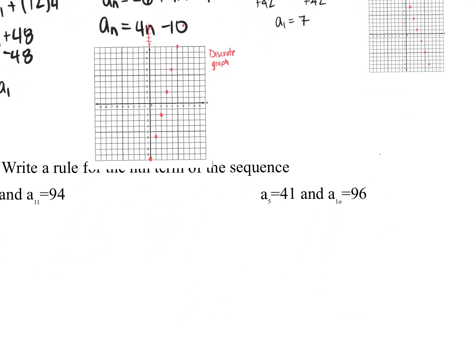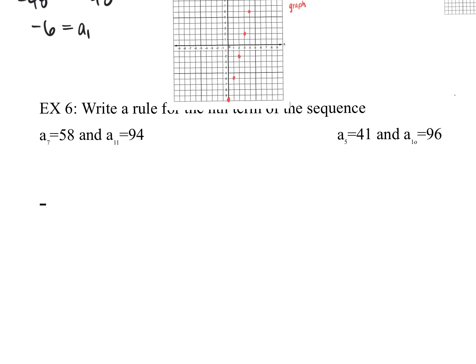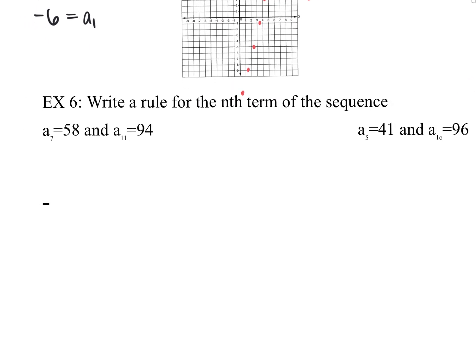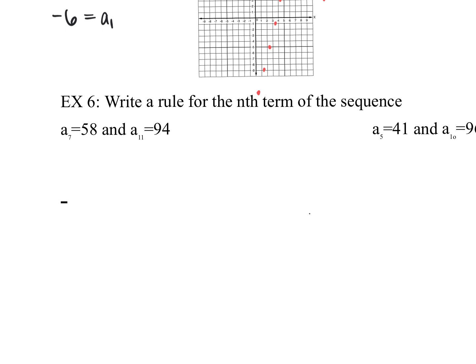Now what if all we know is 2 of the terms? Write the rule for the nth term of the sequence given that A7 is 58 and A11 is 94. Any ideas? Subtract the terms?